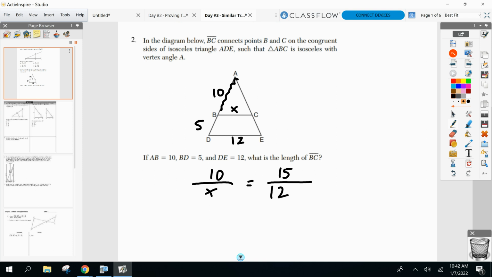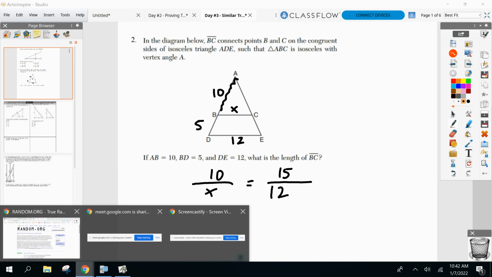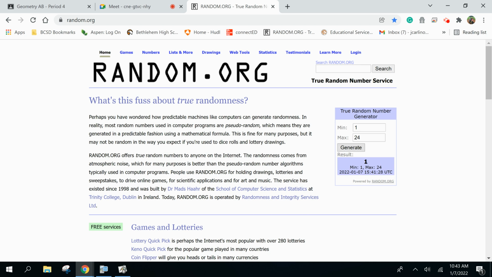Full sides only when you write a proportion. Go ahead, finish that one up and get going on the homework. You can do it right in your group. We still got plenty of time. Full sides only.